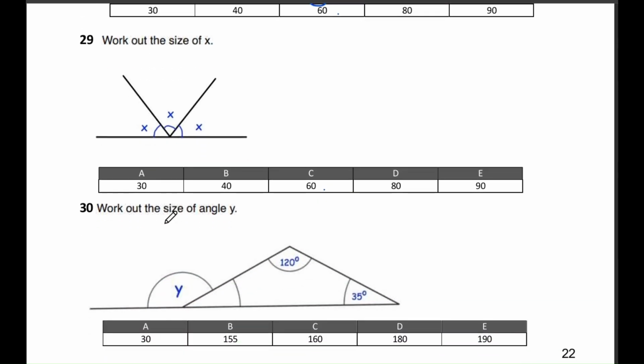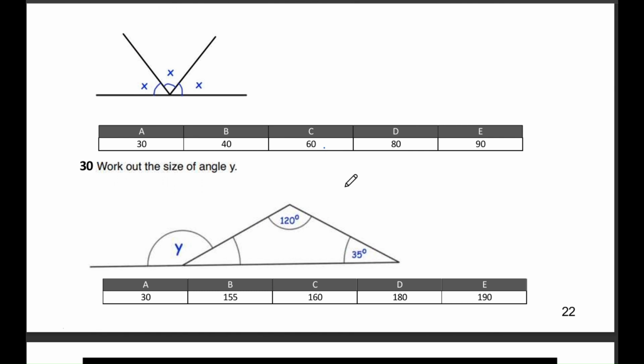Next is question 29. Work out the size of x, given the diagram with several x angles all around a single point. The options are A is 30, B is 40, C is 60, D is 80, and E is 90. The answer is C, 60. Because of the geometric conditions, each angle x ends up being 60 degrees.